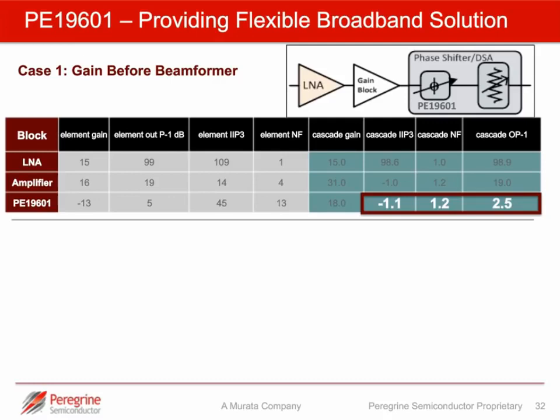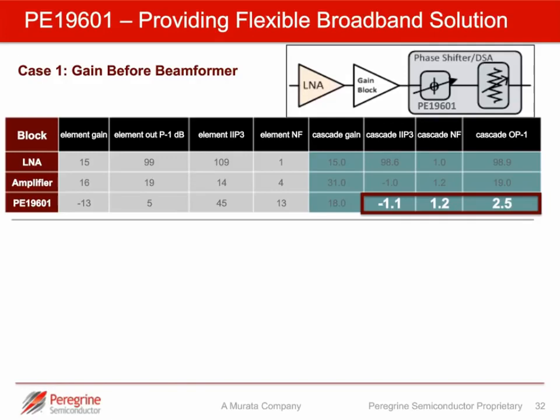The gain block, and the purpose of the gain block in this case is to offset the loss of the beamformer. The question here is, where is the best place to put the gain in the system to optimize noise figure and cascade IP3 or output P1dB? So we can see in this case the highlighted box at the bottom is showing the calculated cascade IP3, cascade noise figure, and cascade output P1dB.